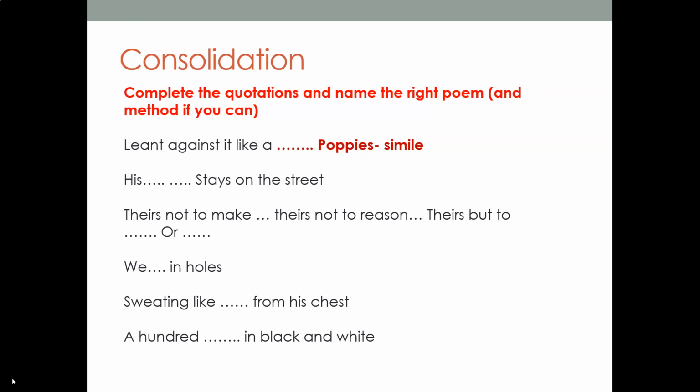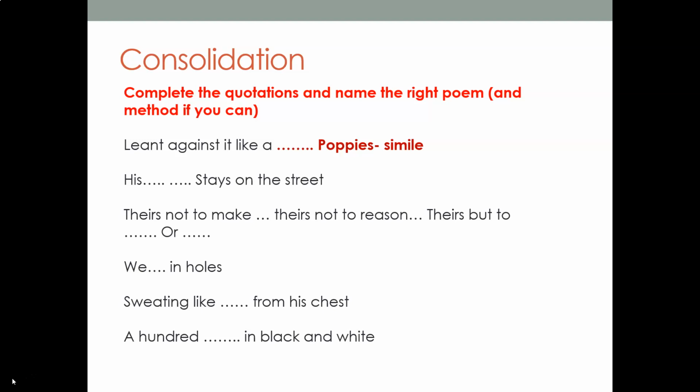Okay, guys, so I'm going to say it. I'm hoping you're ready to say back to me the missing word. So, leant against it like a wishbone. So that's Poppies. That's the simile, the wishbone. Okay, his blank stays on the street. So in 3, 2, 1, the answer is, good, it's his blood shadow stays on the street. Okay, we're going to go through which poem and the method in a minute, okay?